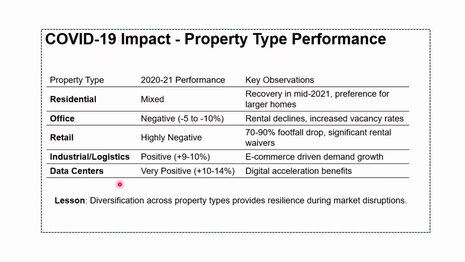And data centers, of course, because of the higher IT and internet demand, were also fast growing at that time, and still very fast growing. So that is how COVID-19 impacted different property types. If we had a combination of different property types in our portfolio, our return would have been much more stable in comparison to somebody who has invested fully in office or retail.